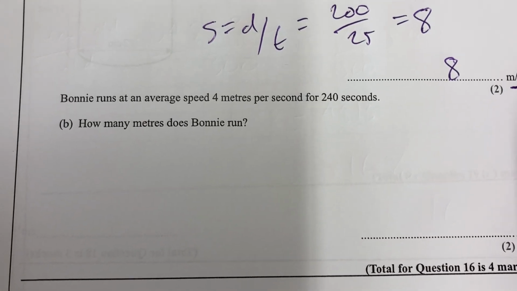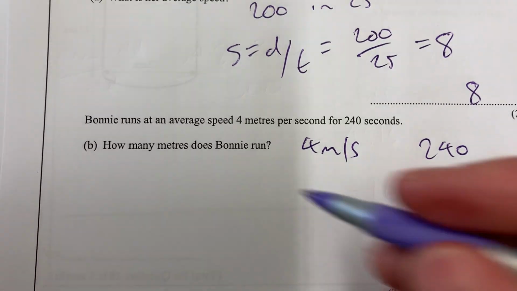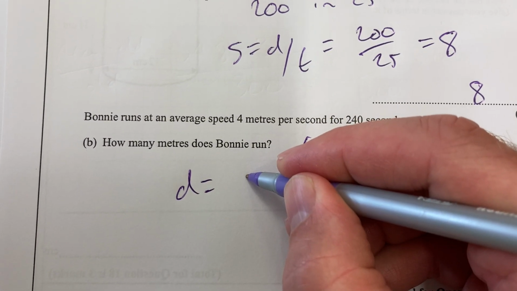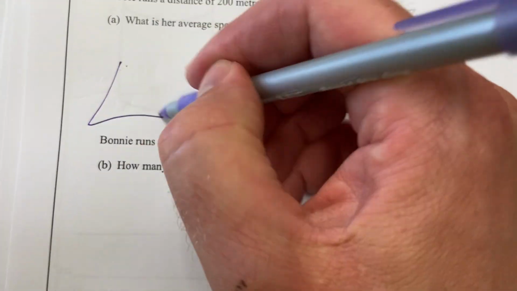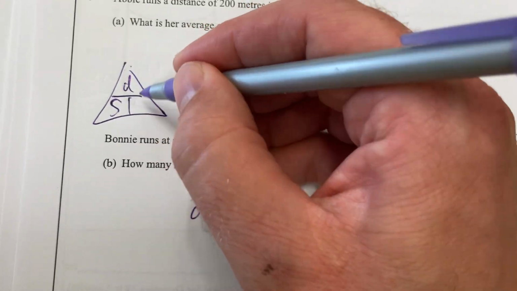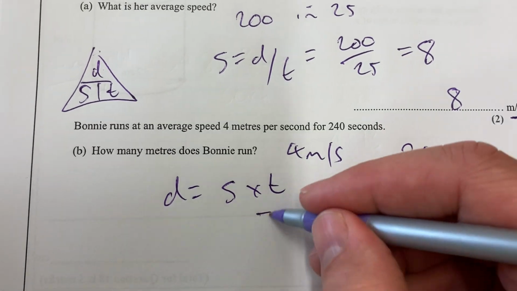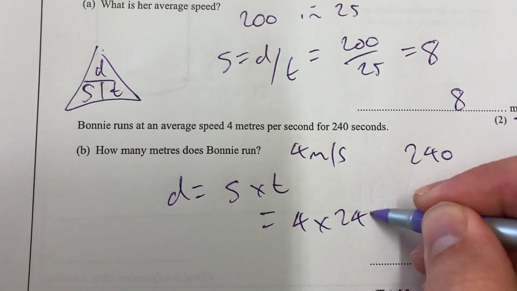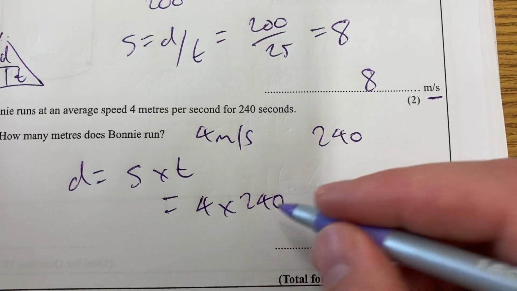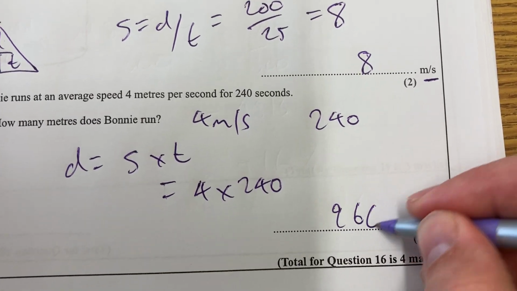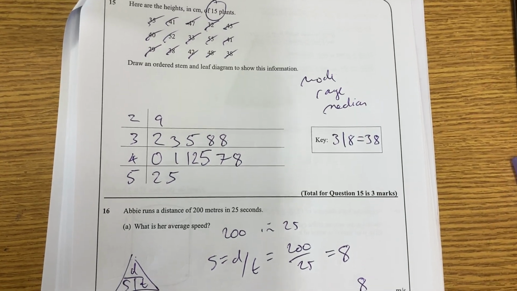Bonnie runs an average speed of 4 meters per second for 240 seconds. So here, distance is speed times time. If you know the triangle, where speed is distance over time and the distance is speed times time. So we're going to do 4 times 240, and we're going to work out how much that is. 4 times 200 is 800, plus 160, so it's 960 meters. Okay, there we go. That's exactly 15 minutes and done up to question 16.